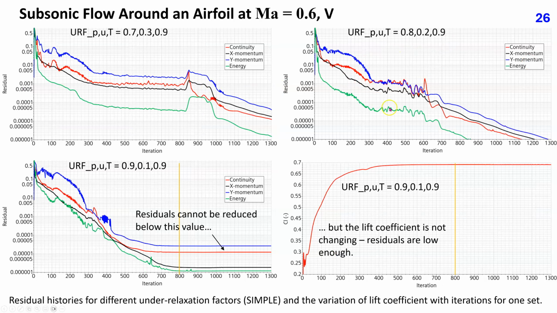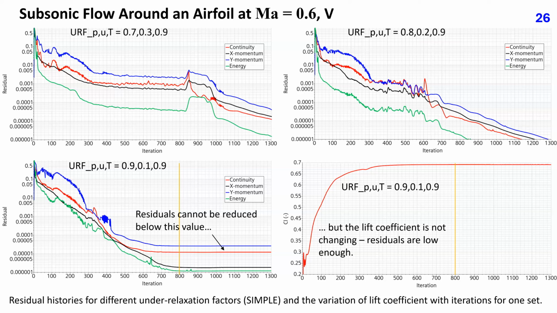These three plots show residual histories for 3 sets of under-relaxation parameters in the simple algorithm. The rate of convergence becomes higher as the under-relaxation factors for velocities and temperature are increased. However, with the highest values tested, the normalized residuals stop reducing after about 800 iterations and then remain constant around the level of 10 to minus 5.